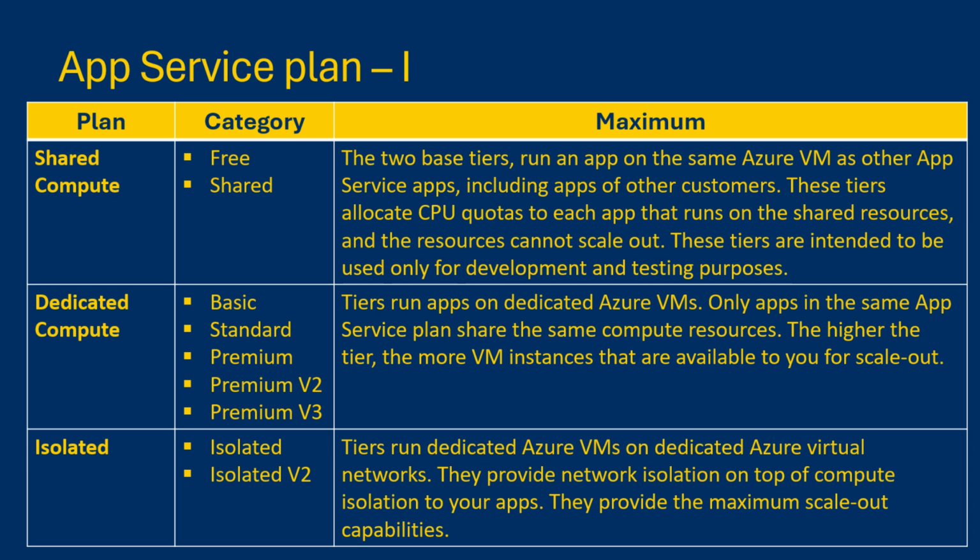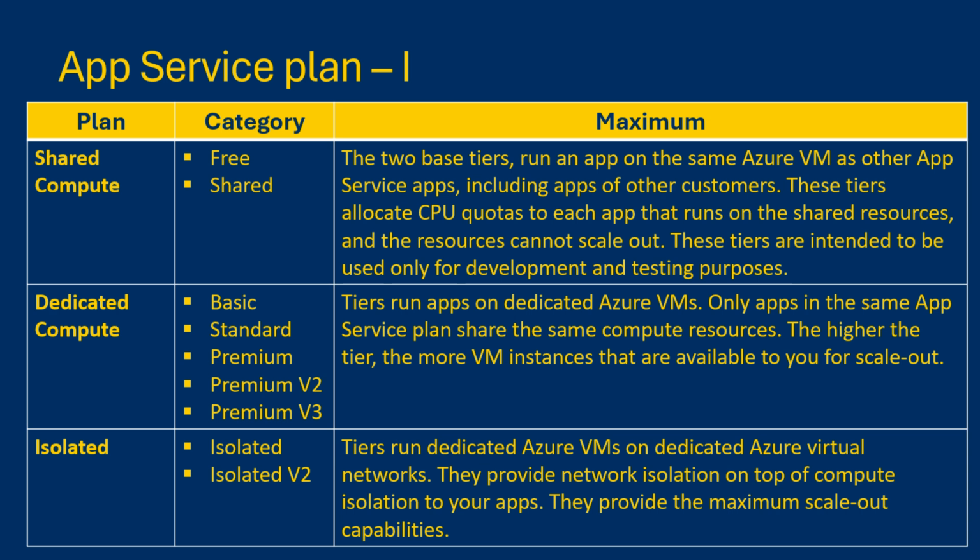Next type is dedicated compute. It provides dedicated Azure VMs to set up the application. The dedicated compute are having subcategories like basic, standard, premium, premium v2 and premium v3. We will discuss this in our next slide. These subcategories are based on computing power of VMs. In dedicated compute, user can get the facility of manual and auto scaling for hosted application.